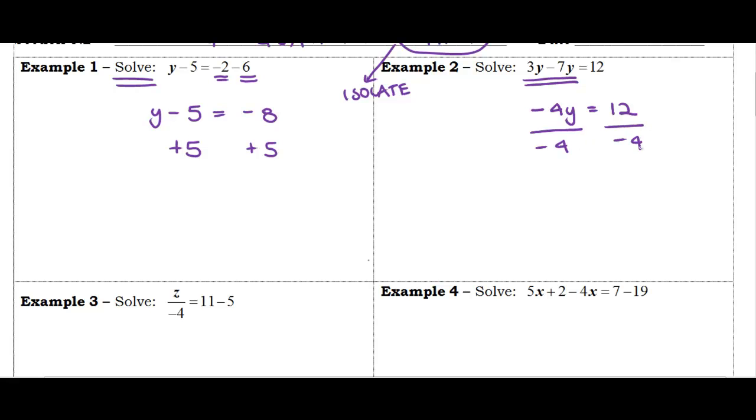Left-hand side, stay with me. What is -4 over -4? 1. What is 1 times y? Y. We have 1 times y there. We are not canceling. Right-hand side, what's the positive times negative? Negative, and 12 divided by 4? 3. Good. In examples 3 and 4, do them both by first simplifying. And then continuing. I will do this with you in a couple of minutes.